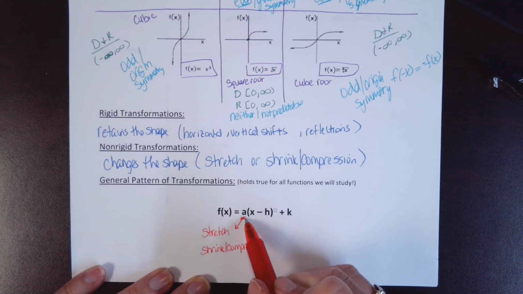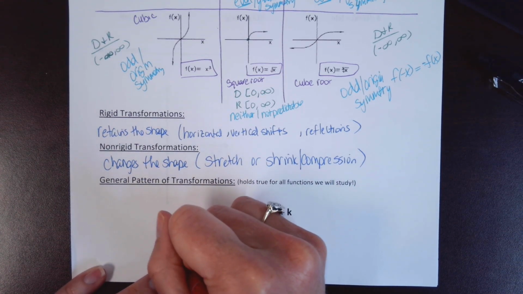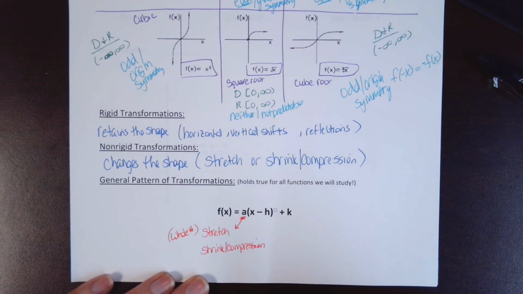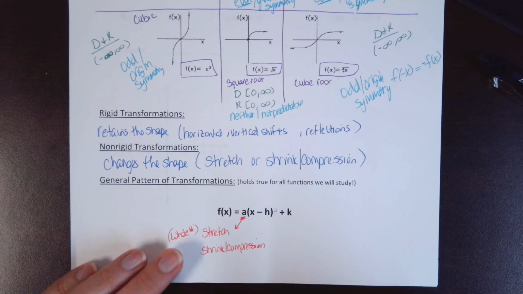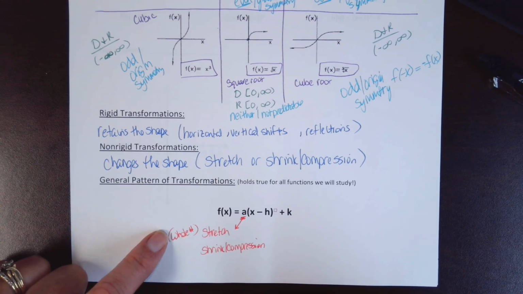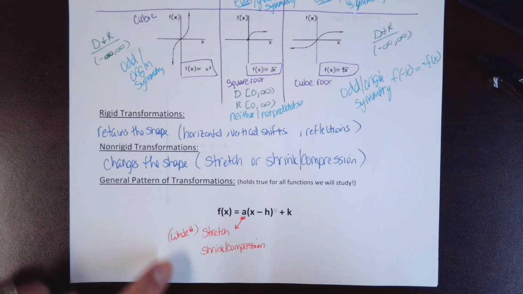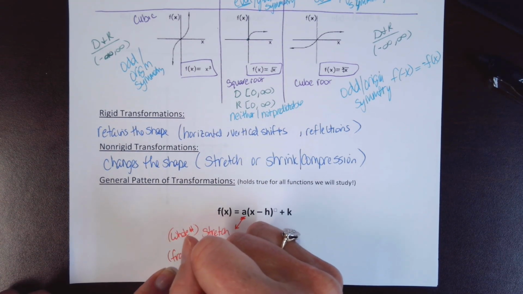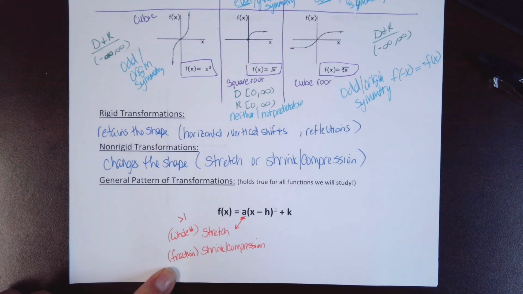If this number out front is a whole number, 1, 2, 3, 4, 5, 6, 1.2, 2.2, anything greater than 1, it's going to be a stretch. If it is a proper fraction, something less than 1, it's a shrink. Doesn't matter if it's positive or negative, okay? That greater or less than 1 is a stretch or a shrink.